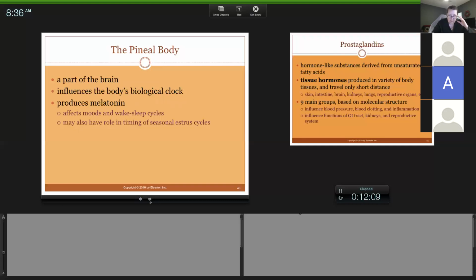Now, melatonin, the pineal body, is basically part of our brain, and it's kind of like our sleep cycles, the timing of the clock. Basically it produces melatonin, and it helps with the sleep cycles, awake cycles.